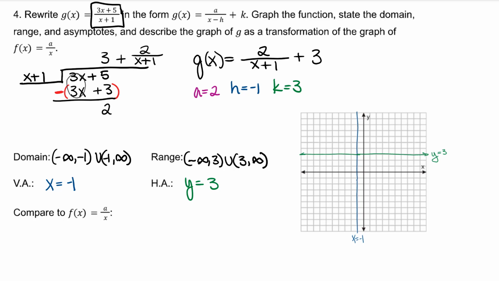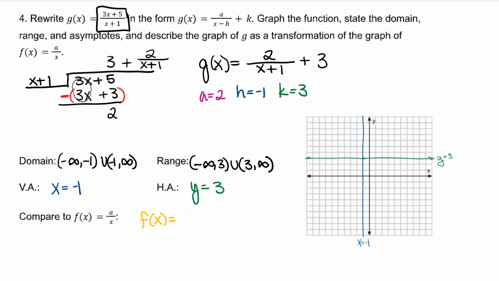They also asked me to compare to f of x equals a over x. In this case, that would be 2 over x, since our vertical stretch is 2. So let's graph 2 over x. If I took each of those points and translated it 3 units up and 1 unit to the left, then I would get the new points for g of x.